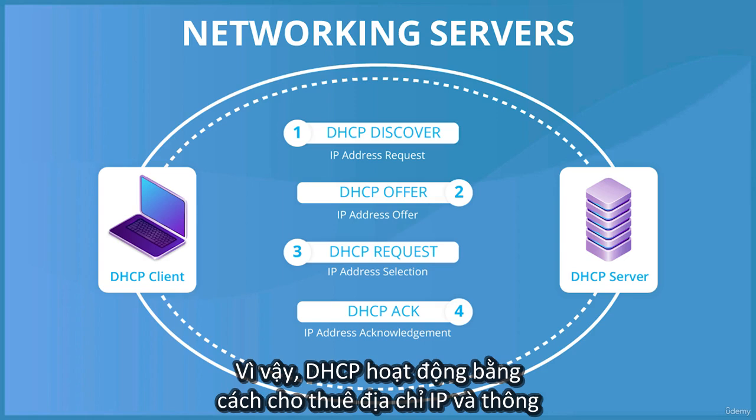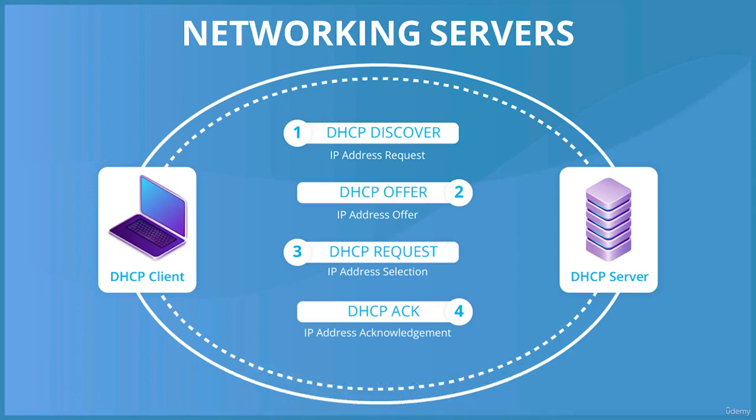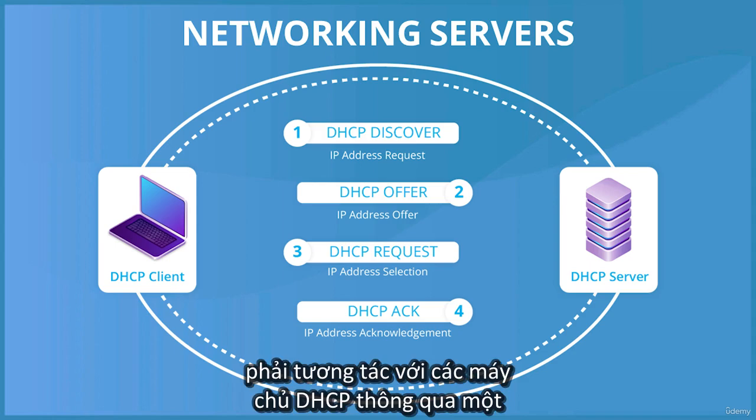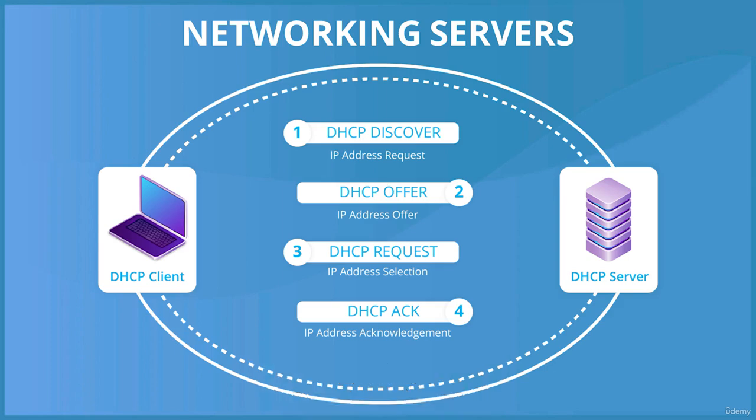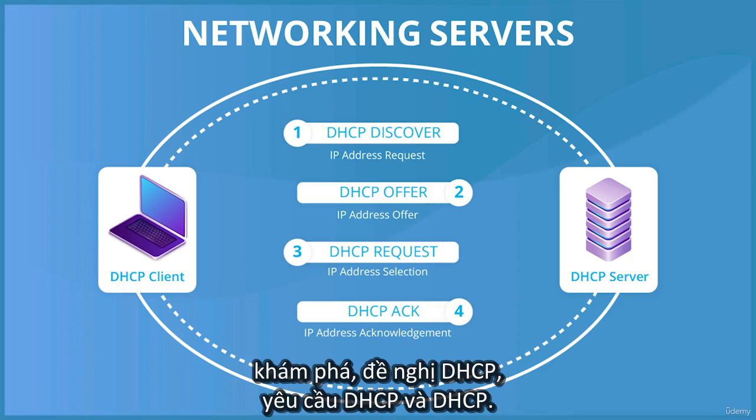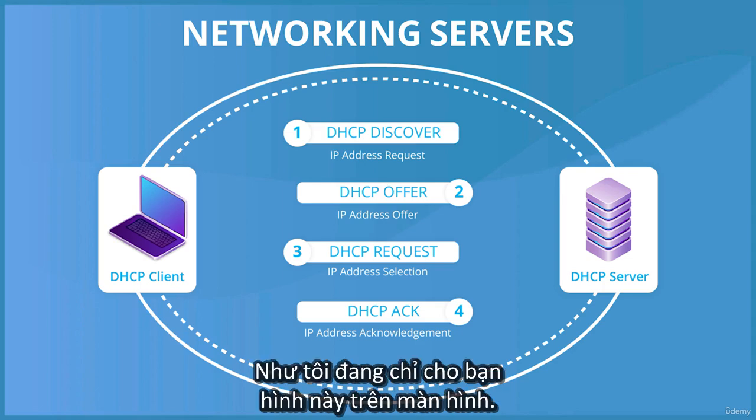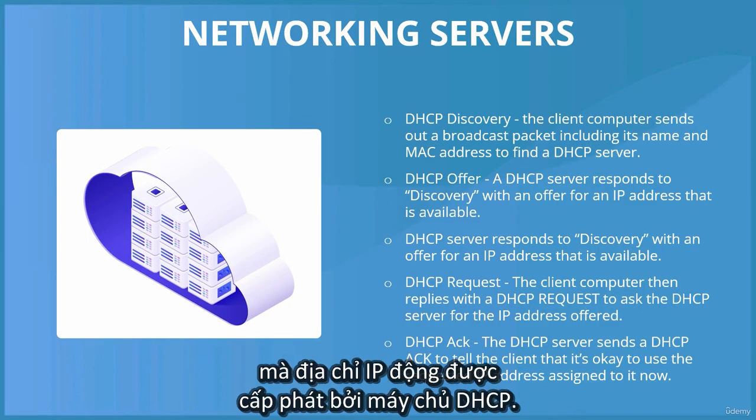So DHCP works by leasing IP addresses and IP information to network clients for a specific period of time. To be able to achieve this, the DHCP client has to interact with DHCP servers through a series of DHCP messages, which mainly include DHCP Discover, DHCP Offer, DHCP Request, and DHCP ACK, like I'm showing you in this figure on the screen. Now, hopefully you can see the procedures of how a dynamic IP address is assigned by the DHCP server.